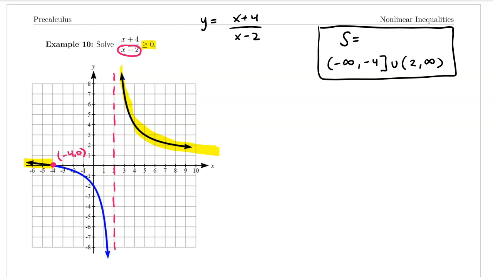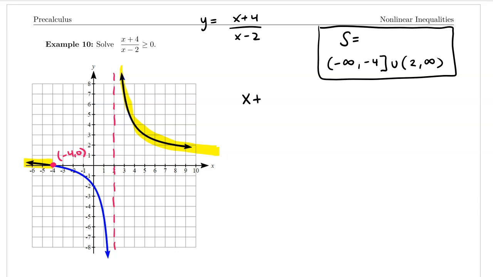Now, how would we have done all of this if I didn't know that this is what the graph of this equation would look like? So what we want to do is we want to solve for the critical values. And when we're talking about something that's rational, we find the critical values by setting both the numerator equal to 0 and the denominator equal to 0.